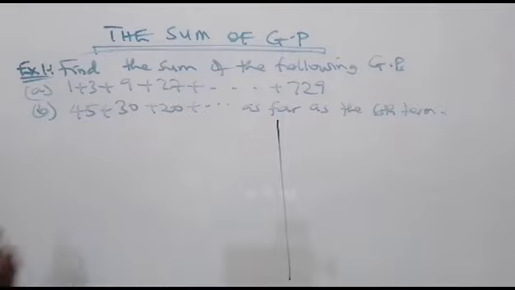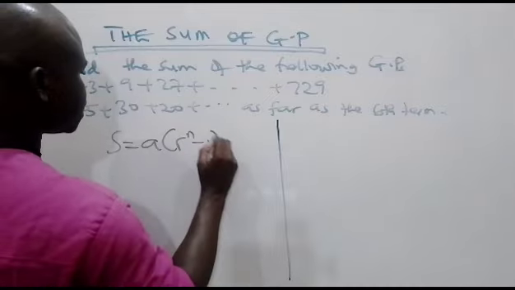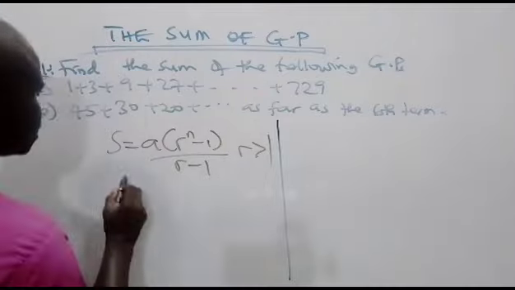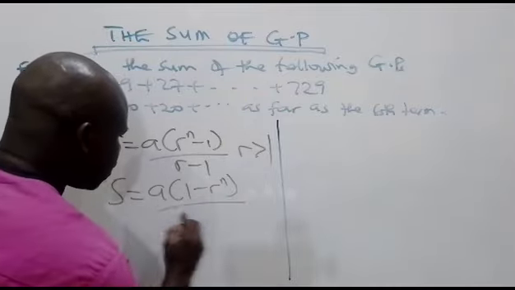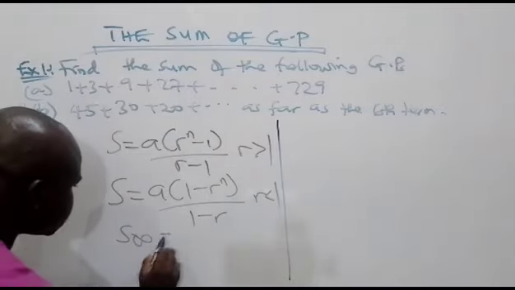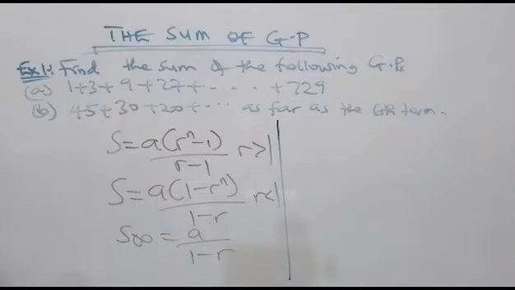The first one is that the sum can be equal to A into bracket R^n minus 1 all over R minus 1, when R is greater than 1. The sum can also be equal to A into bracket 1 minus R^n all over 1 minus R, when R is less than 1. Then we can have the sum to infinity to be A all over 1 minus R. So these are the three formulas that we have under the sum of a GP.